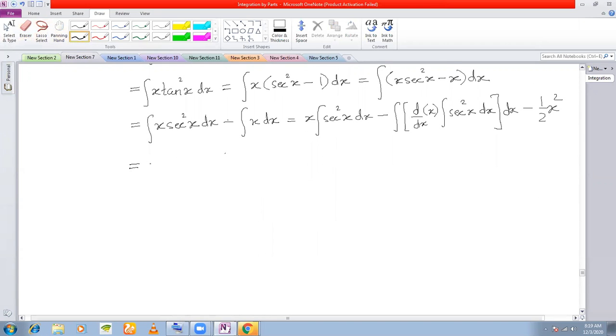And this becomes, integral sec square x is tan x. So this becomes x tan x minus integral, d/dx of x is 1, integral sec square x is tan x. So this becomes simply integral tan x dx minus half x square. So this becomes x tan x, and you know the integral of tan x, it is a standard integral. Integral of tan x is log sec x minus half of x square, and you add a constant of integration. So that is what you can do this way. Any question?